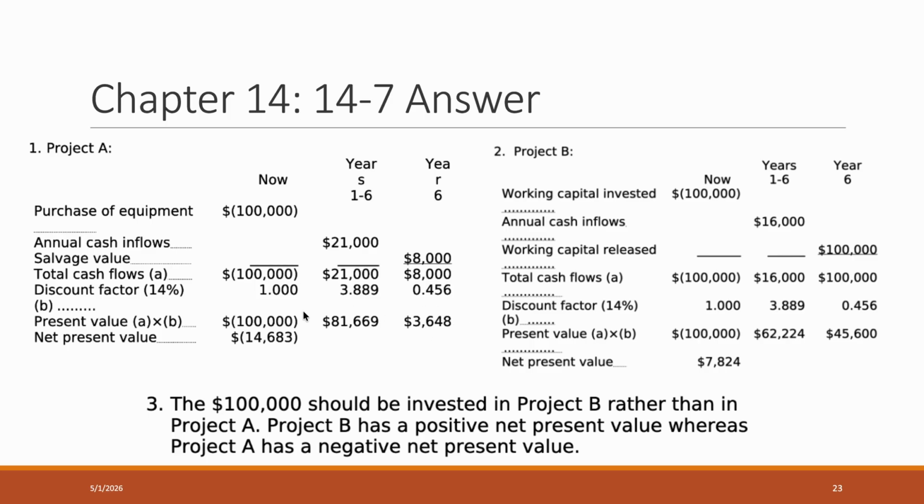So we can add all three of those together: what we spent today, the present value of our future cash flows, and the present value of the future salvage value. And that gives us a net present value of $14,683. Now we can move on to Project B. It's going to be a very similar process because we need to discount everything. So we have our working capital invested of $100,000, annual cash inflows of $16,000, and working capital released of $100,000 in year 6.